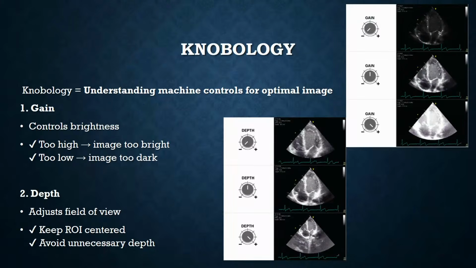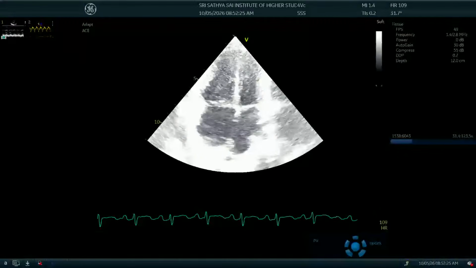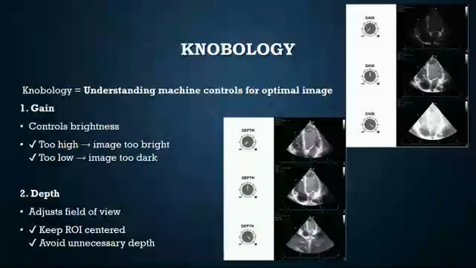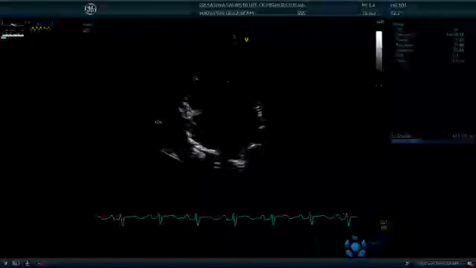Coming to the gain. Gain is the overall brightness. How is gain used? It adjusts the amplification of the returning echoes throughout the entire image. When the gain is too high, the image becomes very white, as they are showing practically. If it is too low, the image becomes too dark, where it is difficult to distinguish a few structures.